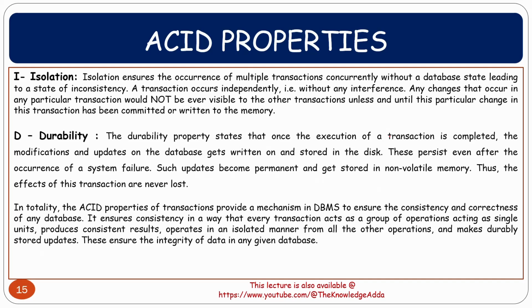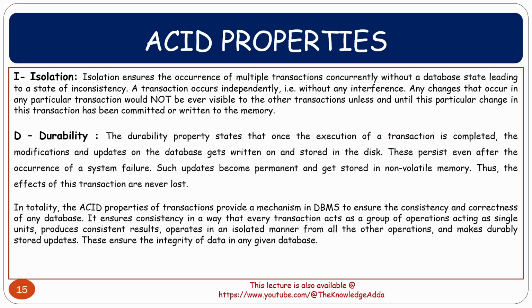Now isolation means multiple operations can be performed. Isolation ensures the occurrence of multiple transactions simultaneously without the database state leading to a state of inconsistency. So we can say multiple operations can be performed in the database transaction. You can see in the insert option, you can insert a single value at a time. Also you can insert multiple values at the same time. So basically this is an example of isolation.